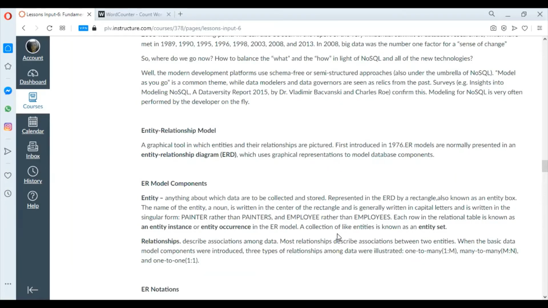Entity relationship model, or ER model. A graphical tool in which entities and the relationships are pictured. First introduced in 1976, they are normally presented in an ERD, or entity relationship diagram, which uses graphical representations to model database components. They have two components, namely the entity and the relationship.